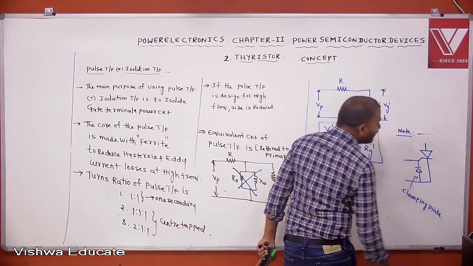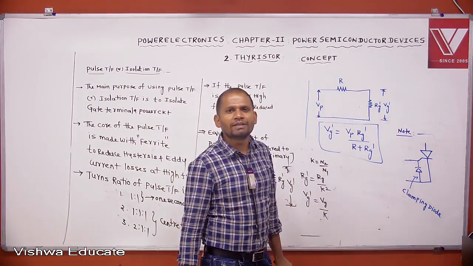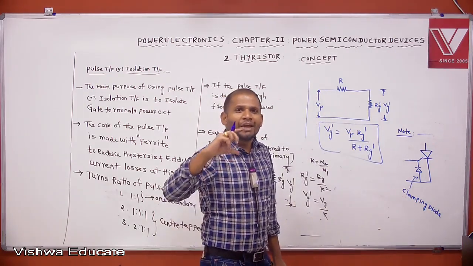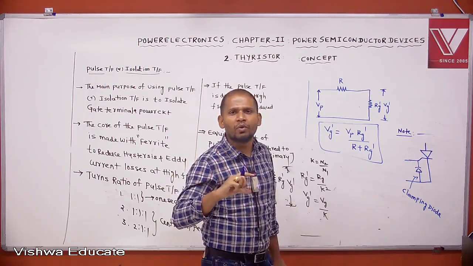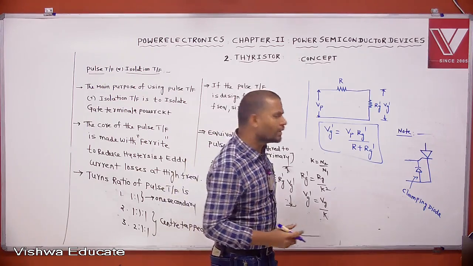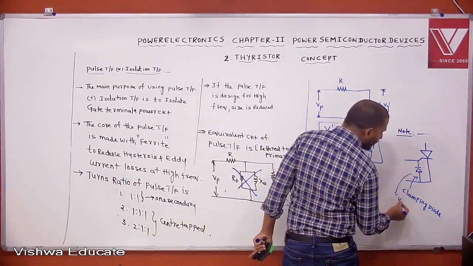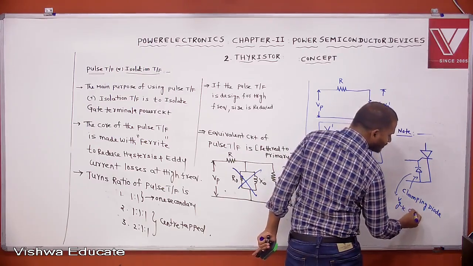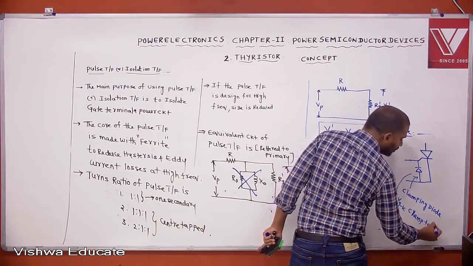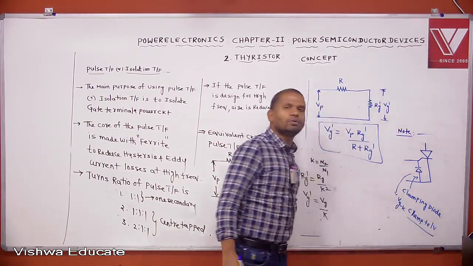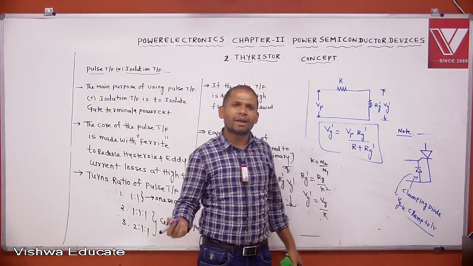The purpose of the clamping diode is, if any sudden change of voltage appears, the gate to cathode voltage clamps to 0.5 to 1 volt, or it clamps to 1 volt. Okay, the gate to cathode voltage clamps to 1 volt. Okay, we also use some special arrangements like this practically.